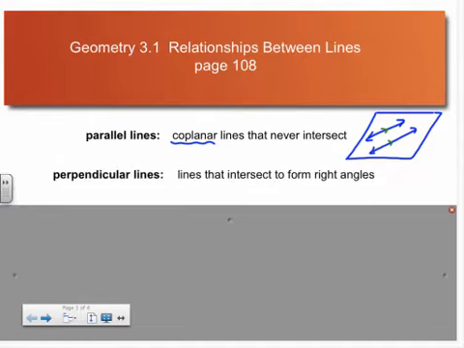Next, let's look at perpendicular lines, kind of the total opposite of parallel. Perpendicular lines are just lines that intersect to form right angles. So I've got my two lines here, and their intersection is a right angle, or 90 degrees.